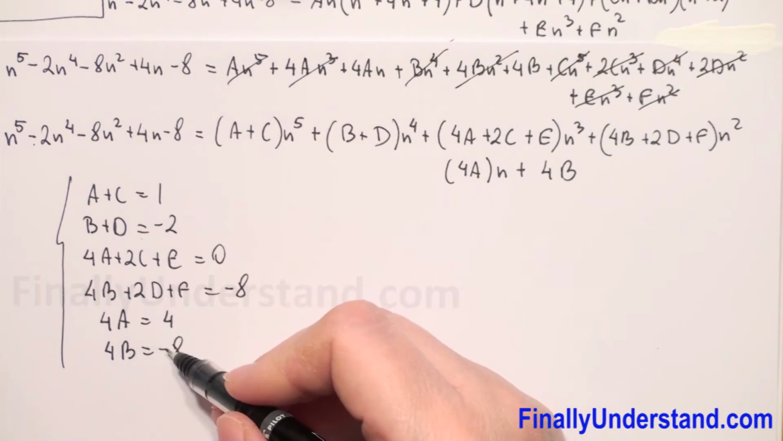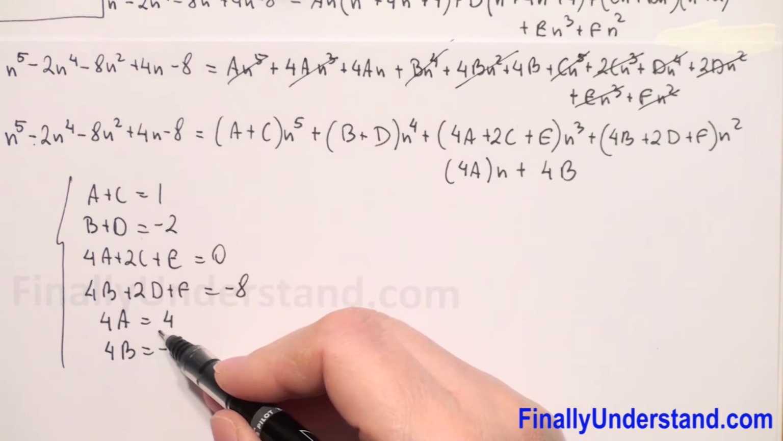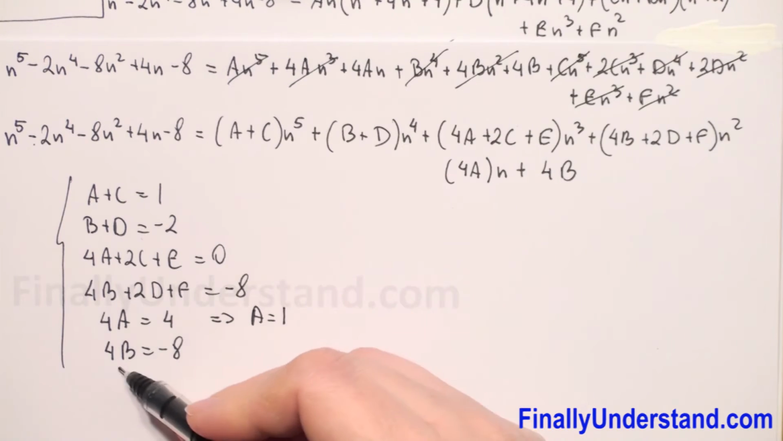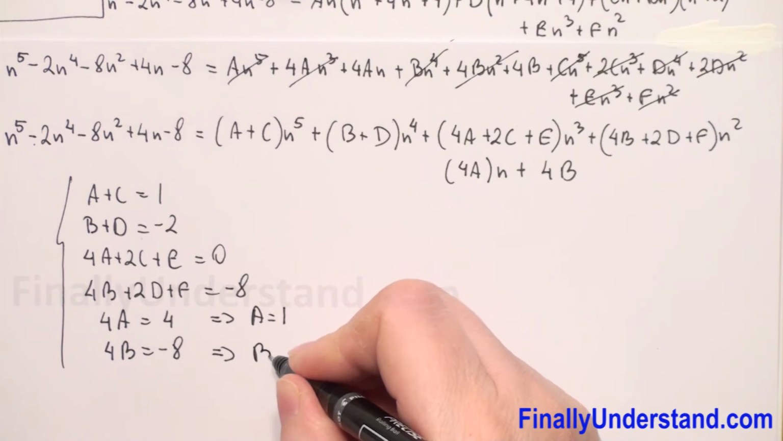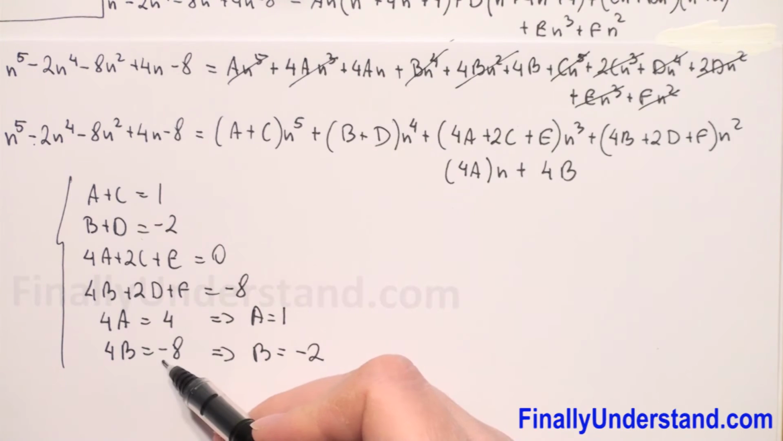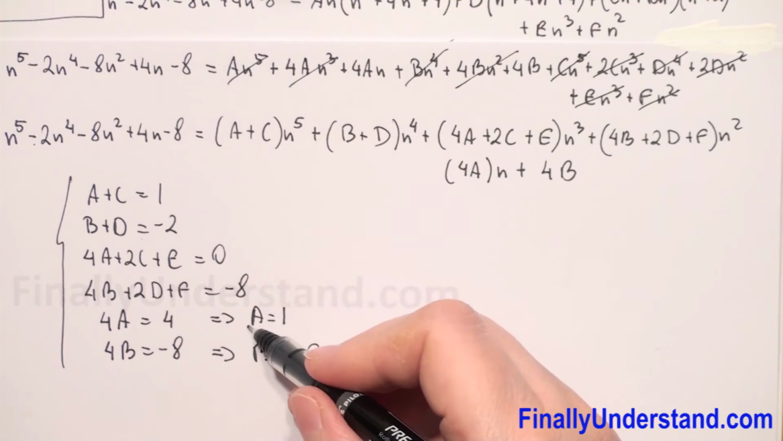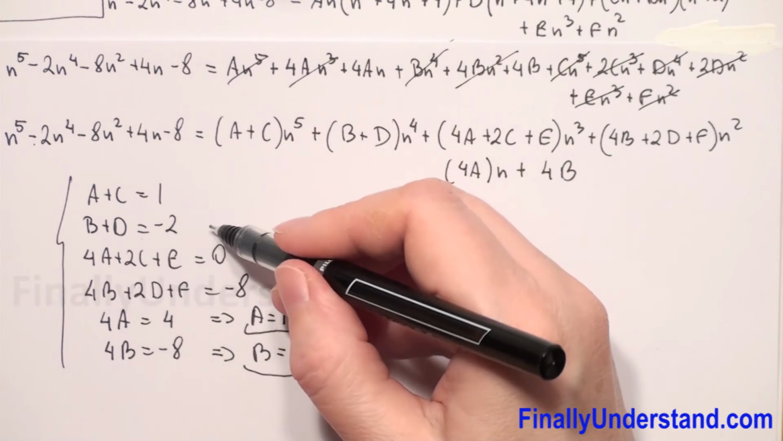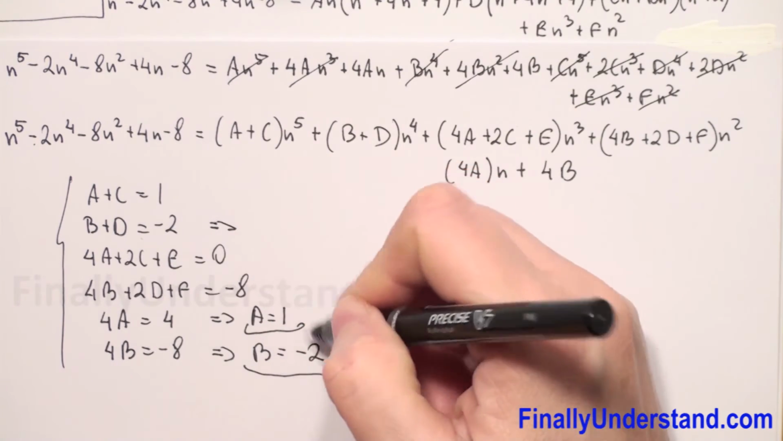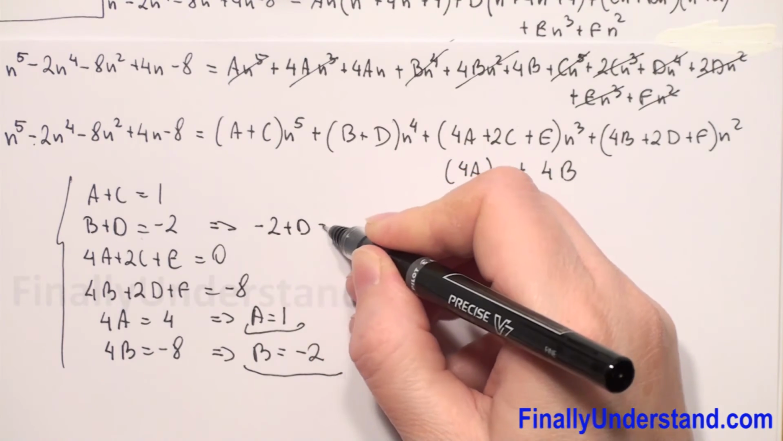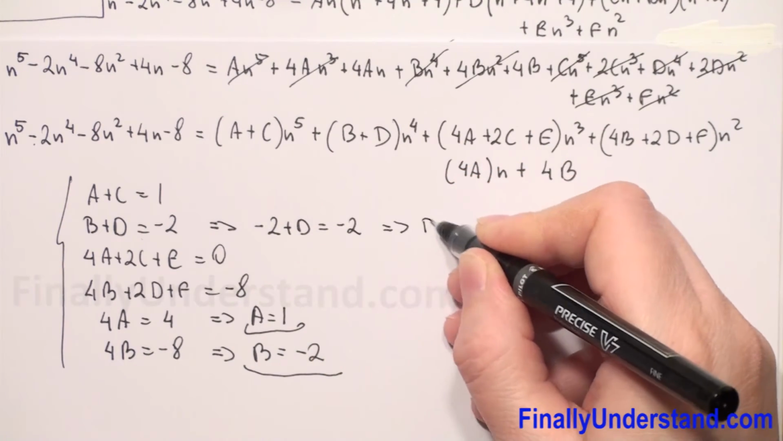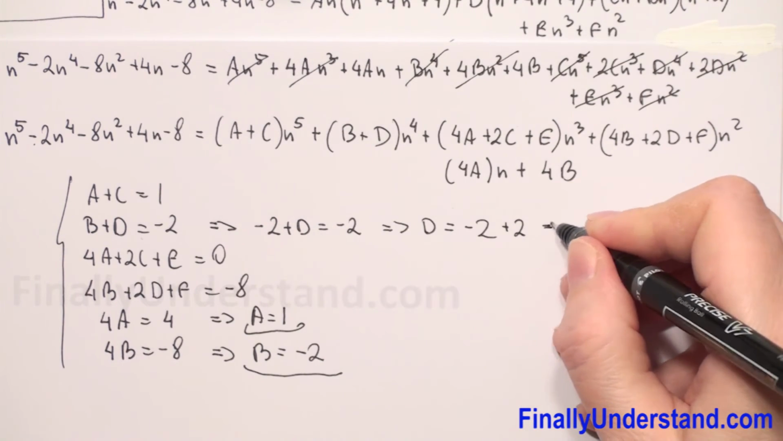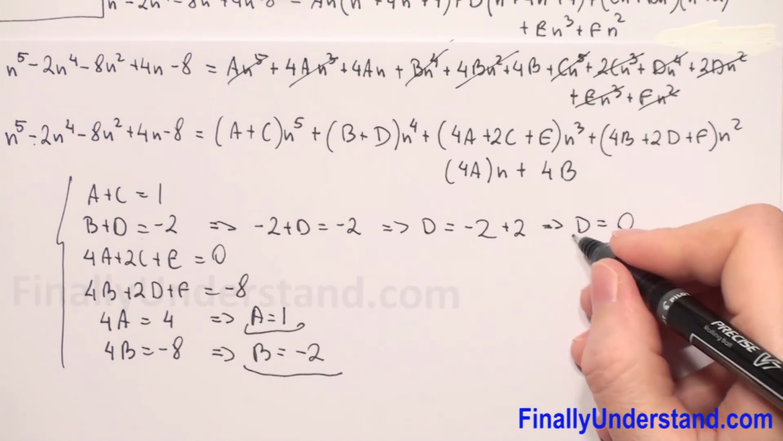From this equation, 4a is equal 4. It means a is equal 1. And from the last equation, we have that b is equal negative 2. We divide both sides by 4. Negative 8 divided by 4 is negative 2. So we have a, b. So when we have b, we can find d from the second equation. b is negative 2. So negative 2 plus d is equal negative 2. I will move negative 2 to the right side, so it will be plus 2. So we see that d is equal 0.